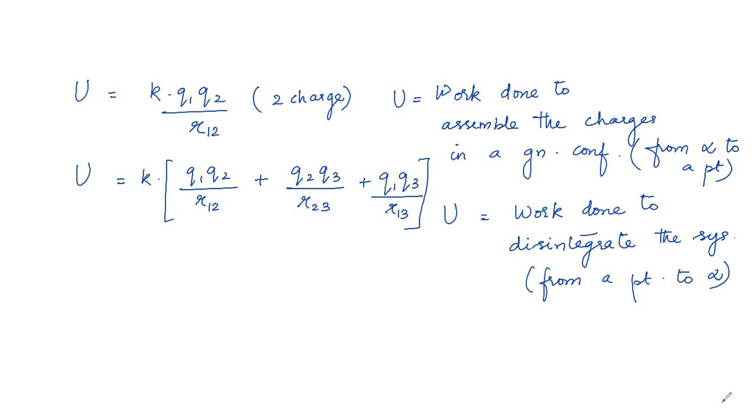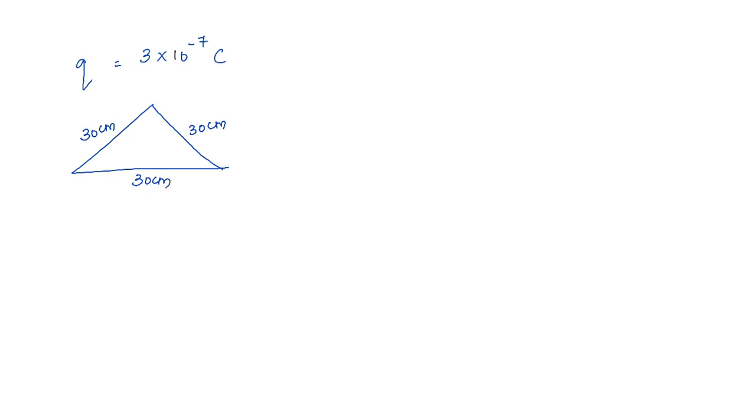Right, now let's do one numerical based on this. There are three charges. Each charge is given by 3 into 10 raised to the power minus 7 coulomb. If these three charges are to be brought from infinity and placed at the vertices of an equilateral triangle of side 30 centimeter, how much work will you do? Chaliye, the question is as simple as this. There are three charges. If I give each as q, it will be quite simple, everything will be common.